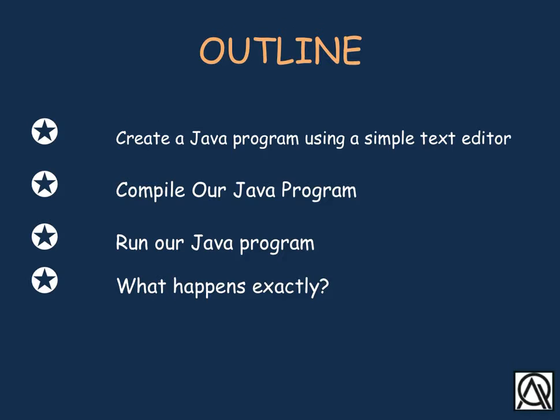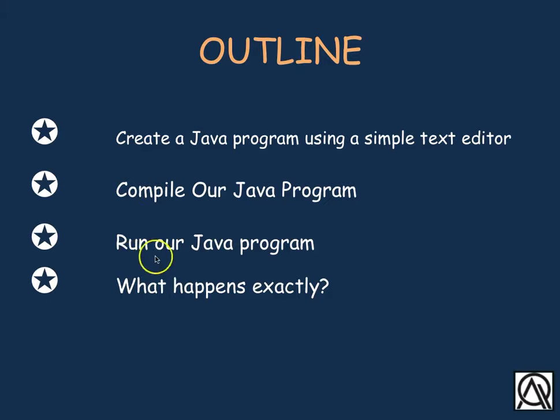First of all, we create a Java program using a simple text editor, for example, Notepad on Windows. After that, we want to compile our program using a command line window or CMD in Windows. After we compile the program, we want to run it in order to see the output. And we also do this using the command window.